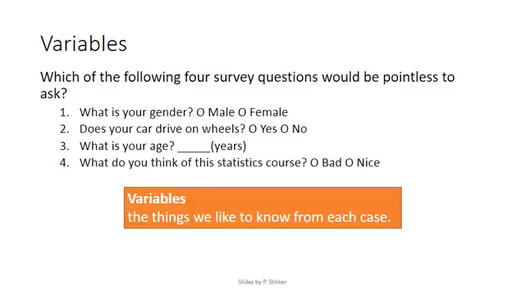Now, variables are actually defined as the things we would like to know from each case because they can vary per case. Perhaps they don't, that's then perhaps a surprising result. Perhaps everybody thinks this statistics course is bad, or perhaps everybody thinks it's nice, but it's not so unlikely that this could vary actually. And that's why we call these variables. So in this case, although there are 4 variables, the gender, drive your cars on wheels, your age, and what you think of this statistics course, the second one, does your car drive on wheels, is a pointless variable and should actually be avoided in your survey.